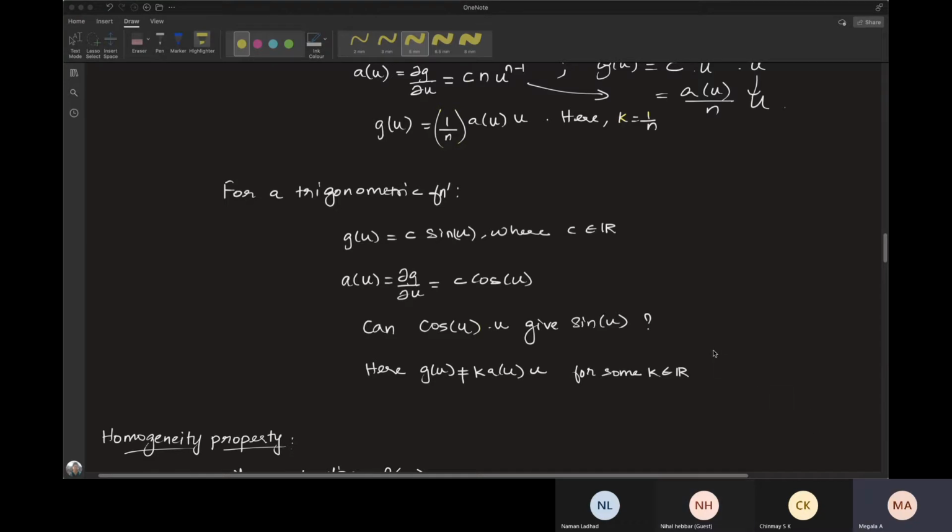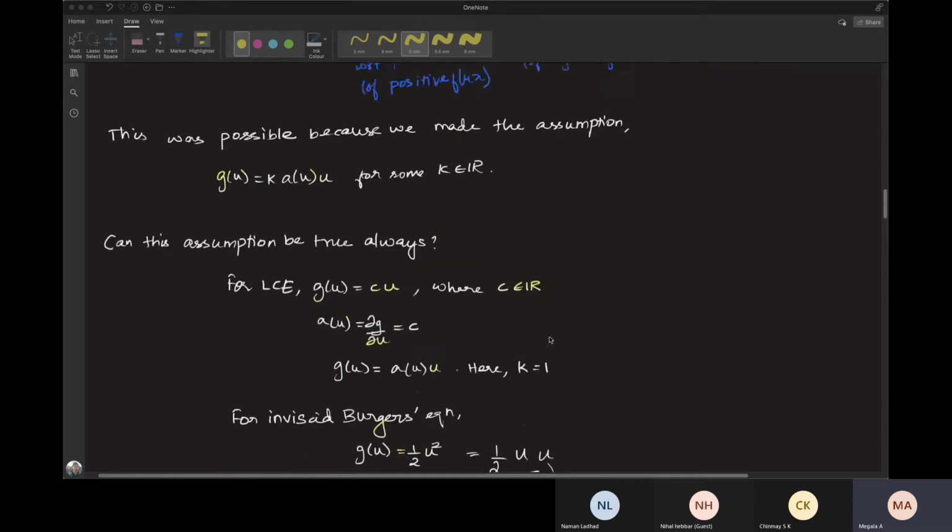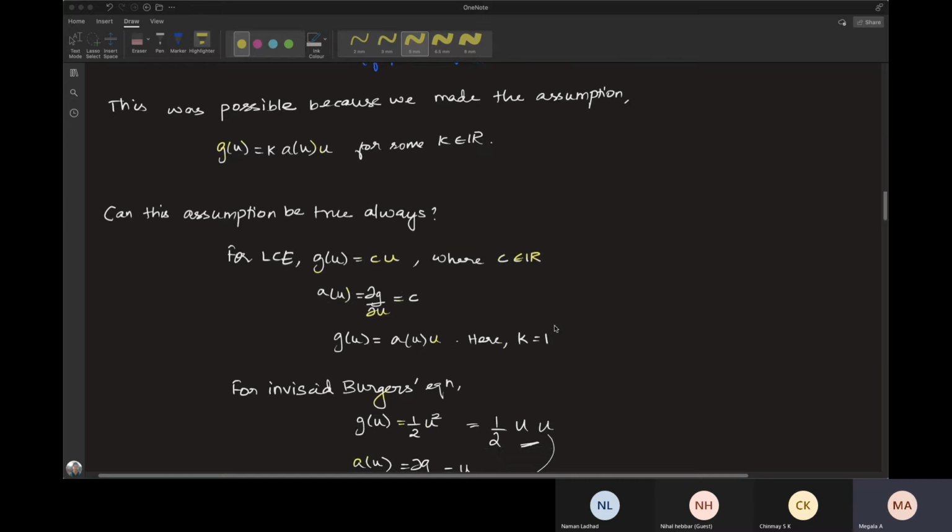No, ma'am. Yeah, it's not possible. So here we cannot write g of u as k into a of u into u. So this is not of the form that we assumed. This assumption will hold true only for certain functions g of u, which are functions of u. Actually, g is a function from u into R, some real number. So this actually holds for some specific forms of g.